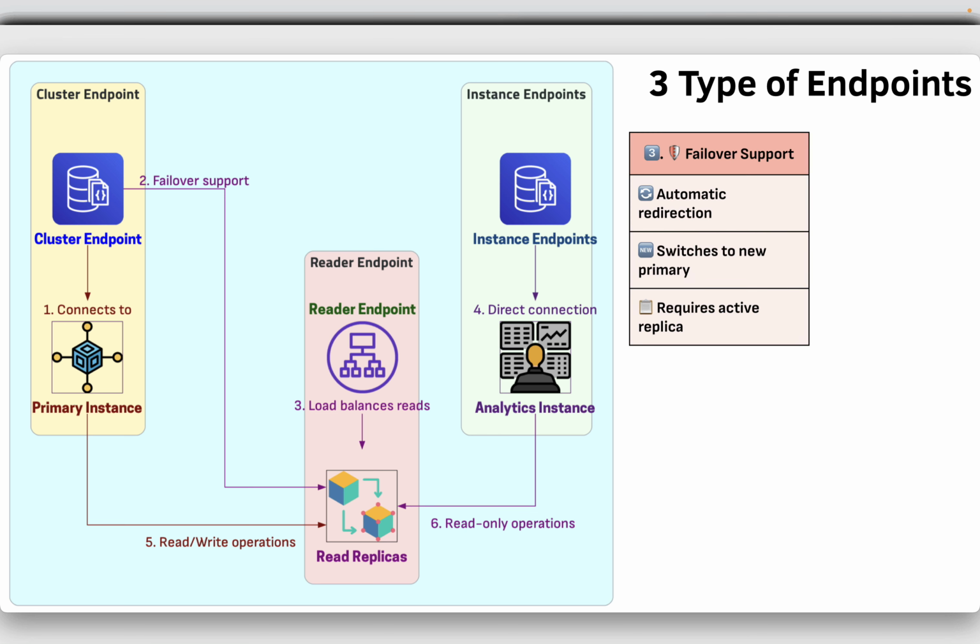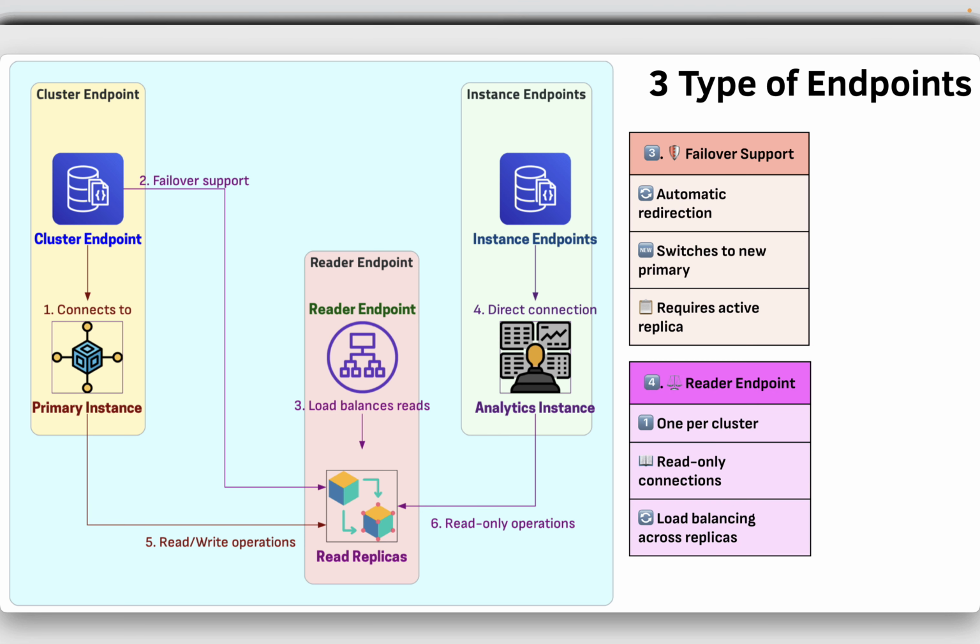Built-in failover support allows the cluster endpoint to automatically redirect connections to a new primary instance if the current one fails, ensuring continuous operations when at least one active read replica is available. The reader endpoint, one per cluster, intelligently distributes read-only connections across all available replicas in the cluster, effectively balancing the read workload.